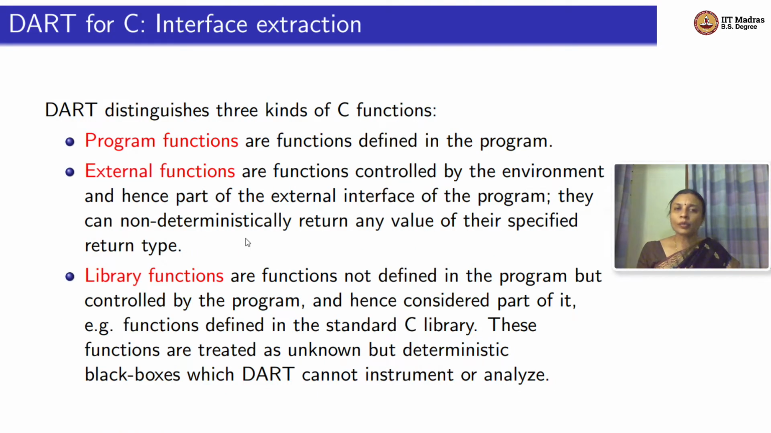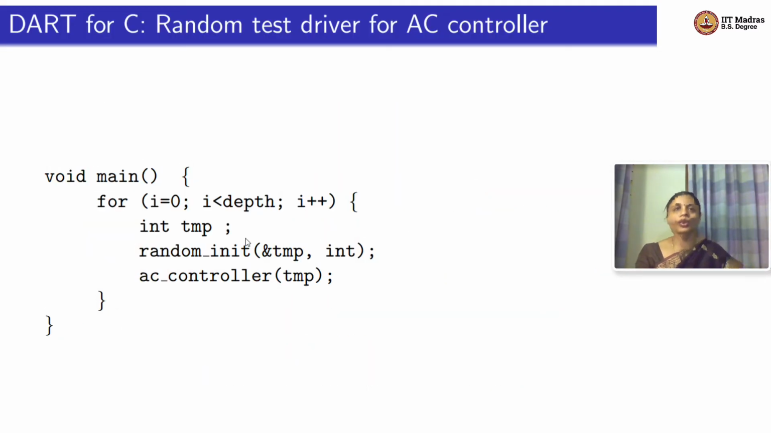So Dart distinguishes three kinds of functions specifically for C. One is program functions, which are defined as a part of the code. The other is external functions, which are called by the environment. So part of the external interface, they can return any value. We don't know what their value is. The other is library functions, standard library functions, which are not defined as a part of the application code that the developer has written, but they are used by the program, so they are a part of it. These functions also are treated as unknown, but we know what they return. So Dart cannot go inside them and look at their source code.